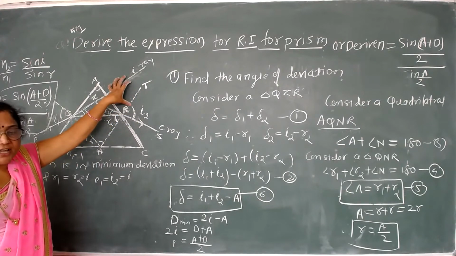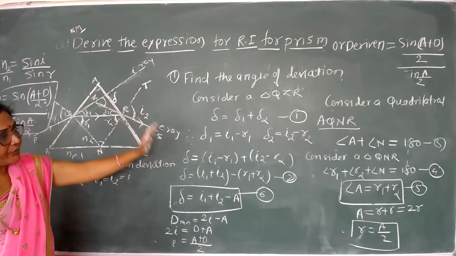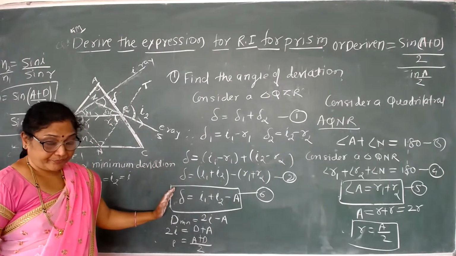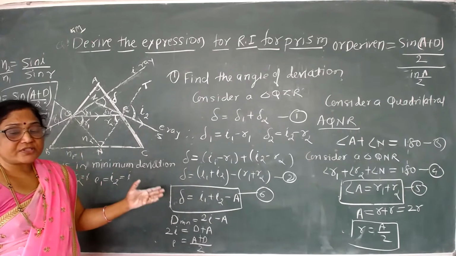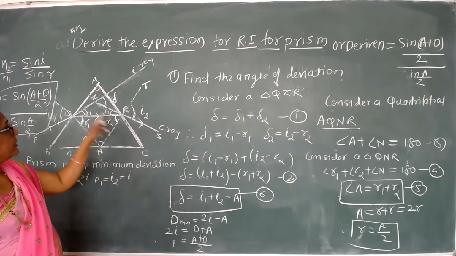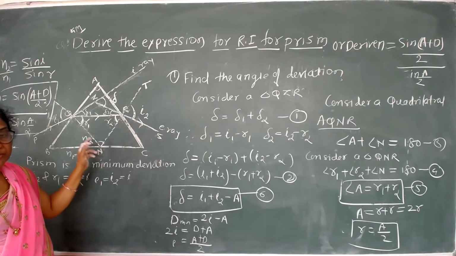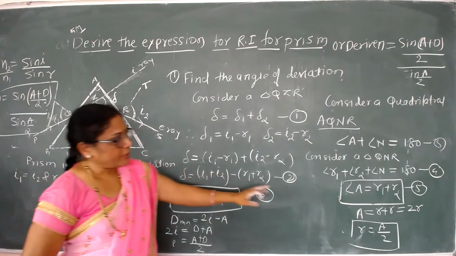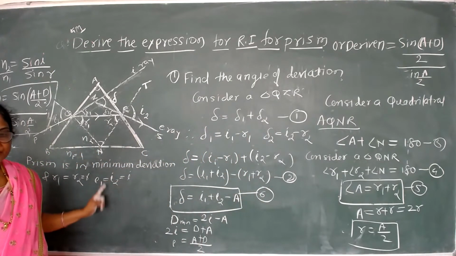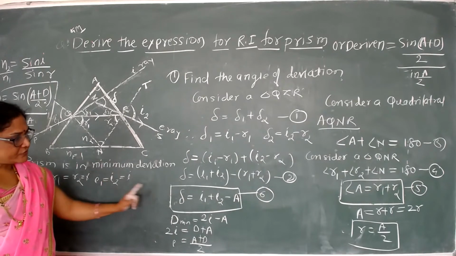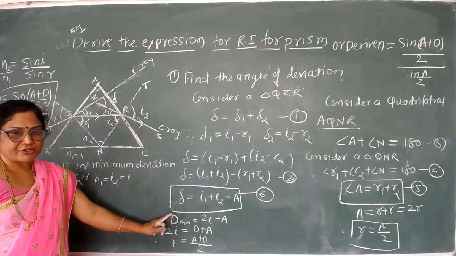Which means that at a particular point I1 is equal to I2 and R1 is equal to R2. Therefore we substitute, when the prism is set in the minimum deviation position. Or we also say that when the refracted ray QR is parallel to the base, at that time the prism is set in the minimum deviation position. So at that time R1 is equal to R2 and I1 is equal to I2. And the prism is in minimum deviation position, which is denoted by delta D.